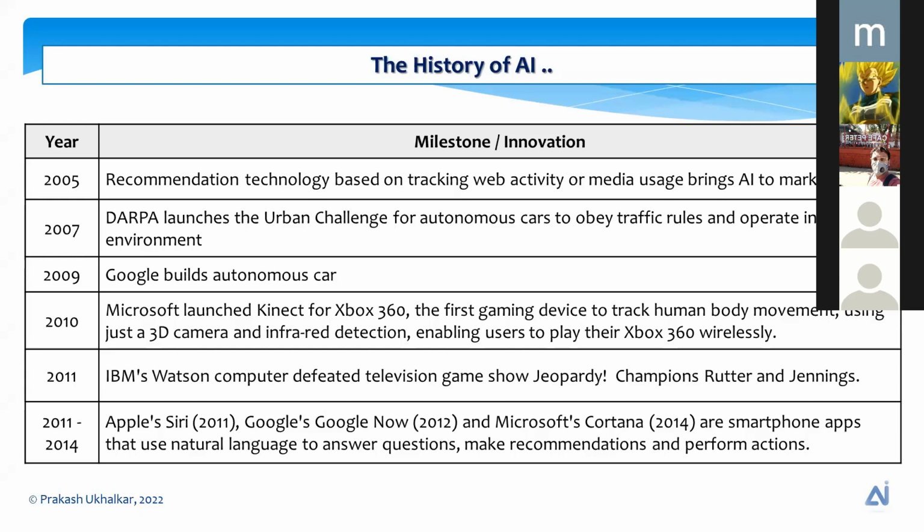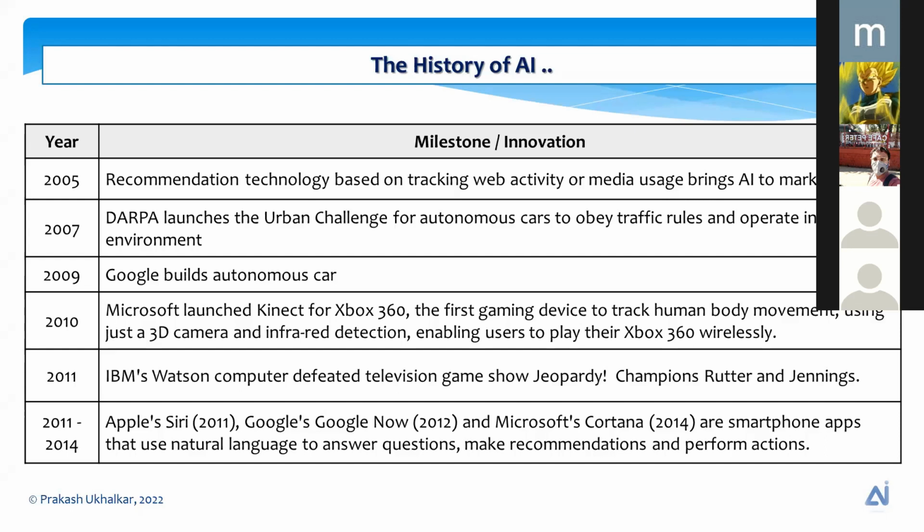In 2009, Google built autonomous cars. That was one of the most hyped topics and technologies in 2009. Then in 2010, Microsoft launched Kinect for Xbox 360, the first gaming device to track human body movement using just a 3D camera and infrared detection. And then in 2011, IBM's Watson computer defeated champions Rutter and Jennings on the television game show Jeopardy. In 2011 to 14, Apple Siri came into the market along with Google Now and Microsoft's Cortana. What you see in Windows machines today and even Apple's smartphones, the foundations were laid out back in 2011 to 14.